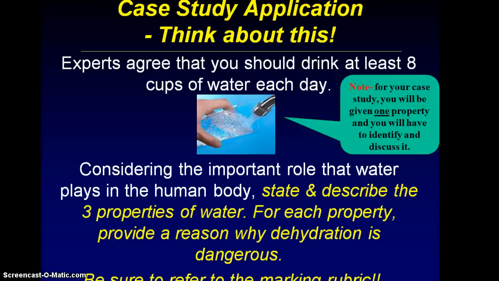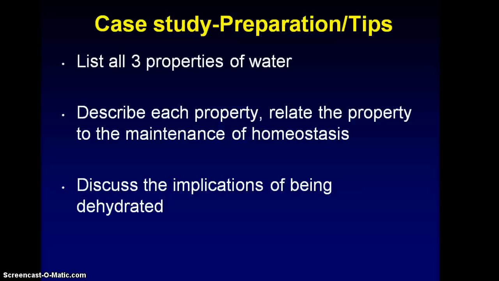And then you'll also explain what would be the consequence of dehydration in relation to this property. So it's best when you're studying to go through all the properties of water, make sure you can list and state all three, describe all three properties and relate them to homeostasis, and then discuss the consequence or the implication of dehydration.